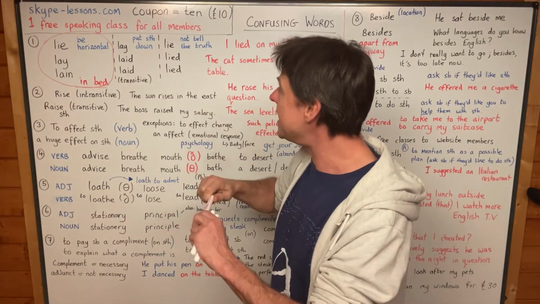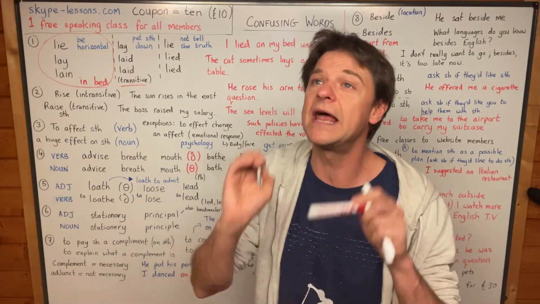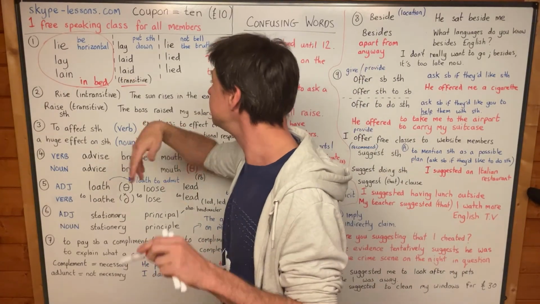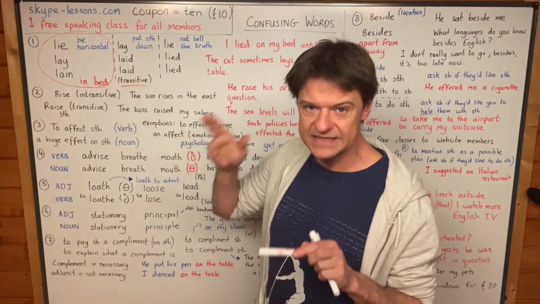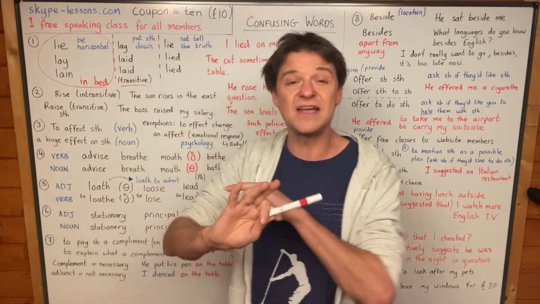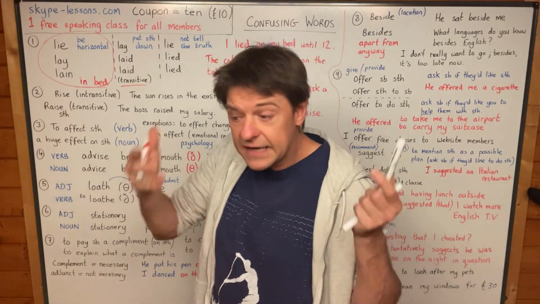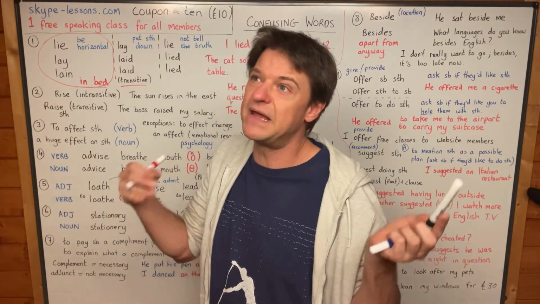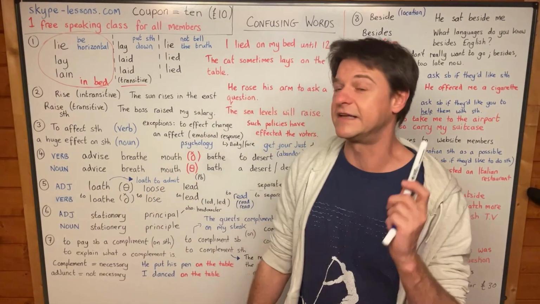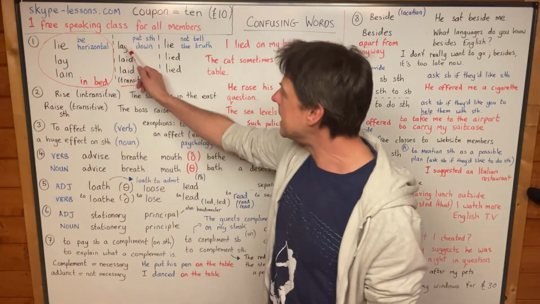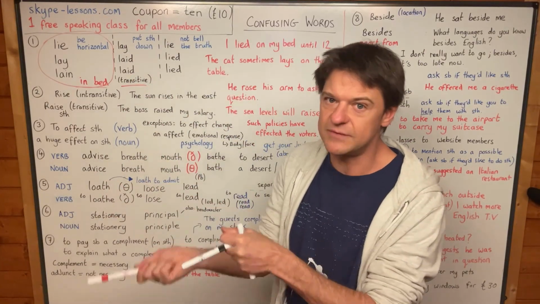And this one is transitive, okay? That means it needs an object. You lay something, you lay something somewhere, actually. It's transitive, it needs an object. Lie is intransitive. You can just say, I was lying. I was lying in bed. And the prepositional phrase in bed is not necessary. It's an adjunct. It's not a complement. But lay, you've got to lay something somewhere. And so you do need extra information with lay.